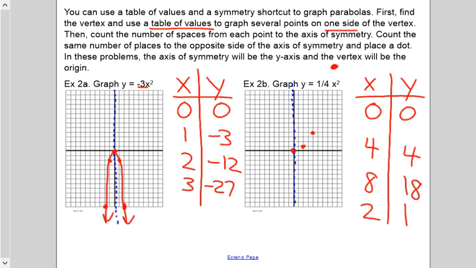Here's my vertex. It stays where it is. My next dot is 2 places to the right of the axis of symmetry. So I need another dot that's 2 places to the left of the axis of symmetry. The next dot on the right is 1, 2, 3, 4 boxes to the right. So I need a dot 1, 2, 3, 4 boxes to the left.